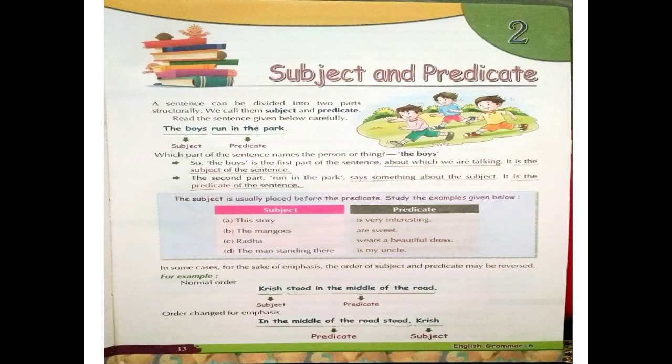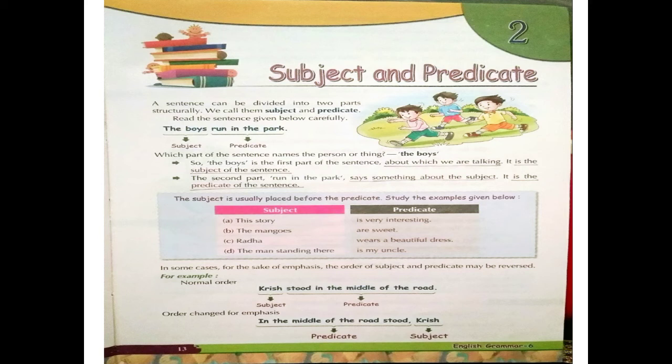So in a sentence, about which or about whom or about what we are talking, it is your subject, and the information given about the subject in a sentence is your predicate.